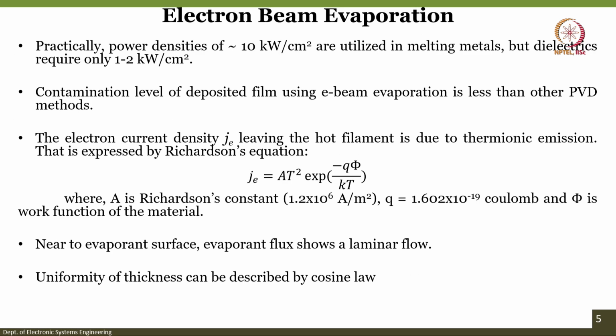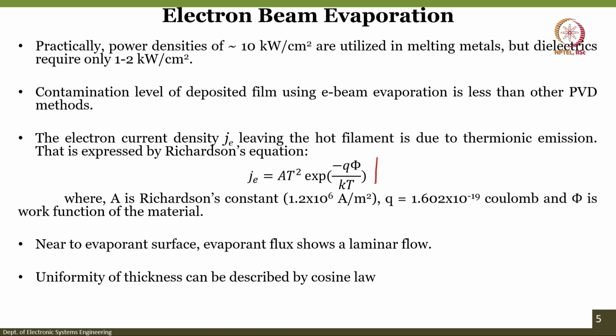Okay. Now the question is the power densities. Power densities of about 10 kilowatt per centimeter square are utilized in melting metals, but dielectrics require less power, 1 to 2 kilowatt per centimeter square. The contamination level of the deposited film using E-beam is less compared to thermal and other PVDs. That is an advantage. However, the electron beam also creates X-rays, which is a disadvantage because X-rays may damage the devices. The electron current density Je leaving the hot filament is due to thermionic emission, we already know that, and it is given by the Richardson equation, which is given here.